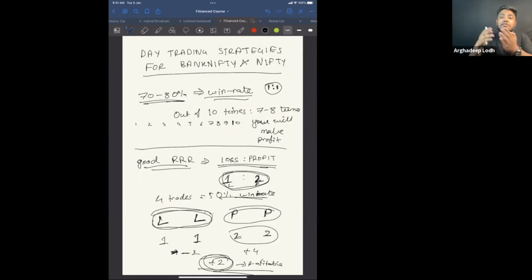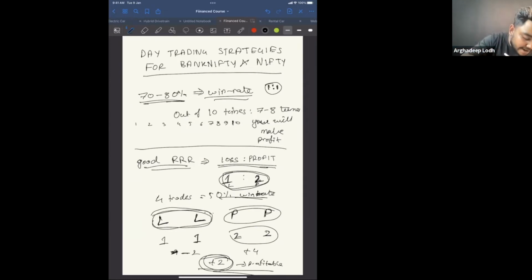Because you know I will win the majority of the times. Out of 100 times, I will win 70 to 80 times. So even so, ultimately, I will be profitable. Simple mathematics, ekdam basic simple mathematics.